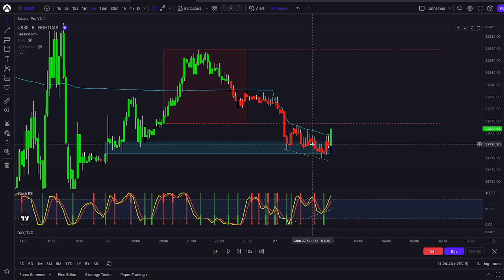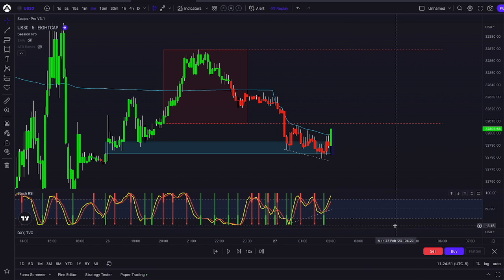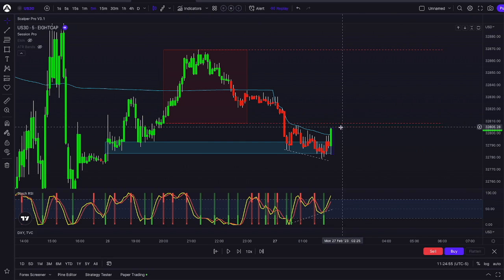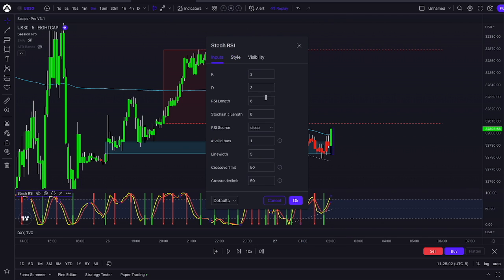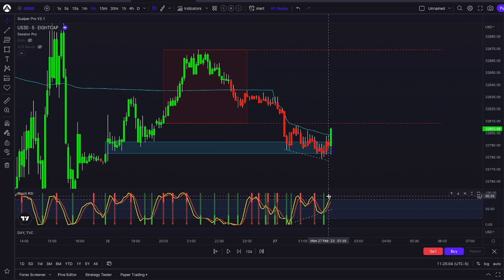We also closed above the VWAP, and we had a stochastic RSI crossover right here. But unfortunately, our stochastic RSI indicator right here with these settings, 3, 3, 8, 8, has already touched the 80 level. And the rules say if we're already above the 80 level, we do not take this entry. But that's basically up to you.